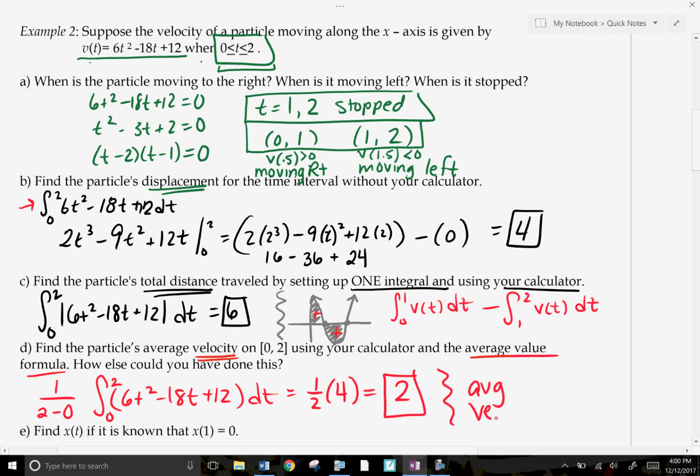Now, how else can I have done this? Average velocity is exactly displacement divided by your change in time. Displacement over time is average velocity. Think of it this way. How fast did you go on average? Well, to figure it out, you'd figure out how far you went and divide it by how long it took you to do it. And that's what we're doing.